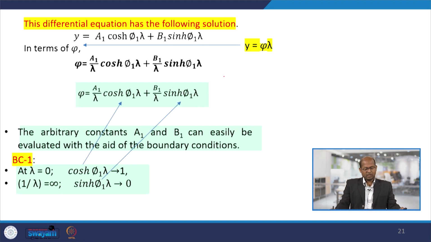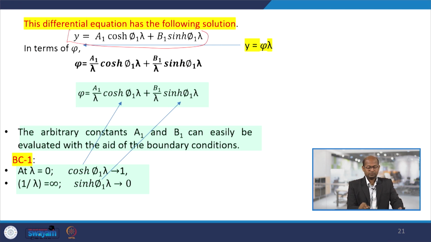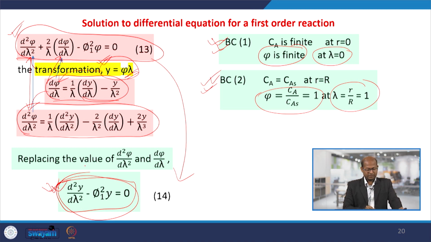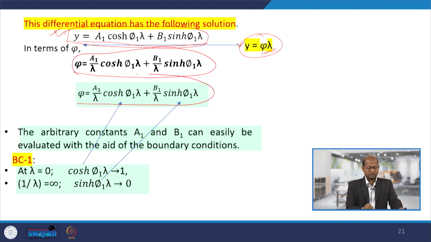Now if we get a general solution for this type of equation, it would be y equals a 1 cosh phi 1 lambda plus b 1 sinh phi 1 lambda. This is the solution of this type of second order differential equation. Now we know y equals phi into lambda, so wherever y is there, we are replacing it in terms of phi lambda. After simplification we can get this equation.